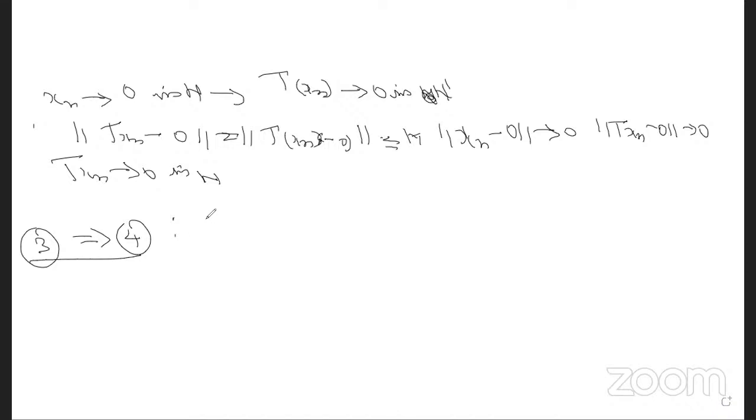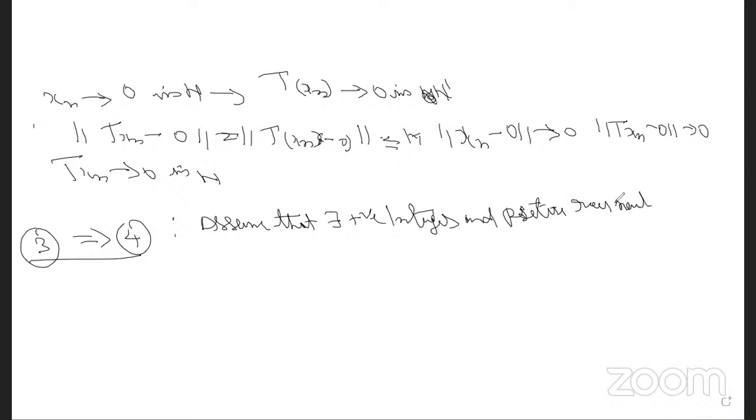Assume that there exists a positive real number M such that the norm of P of x is less than or equal to capital M times the norm of x for all x in N.